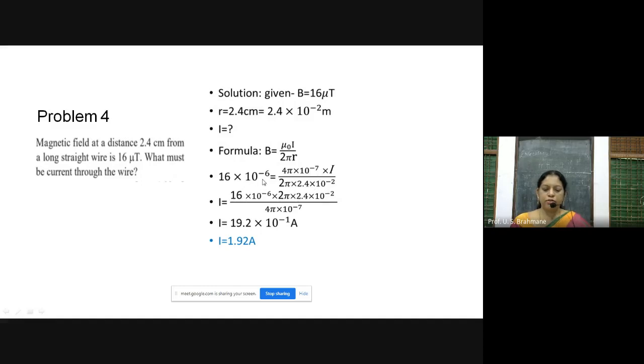16 into 10 raised to minus 6 into 2 pi into 2.4 into 10 raised to minus 2 divided by this 4 pi into 10 raised to minus 7. So when you calculate this, it comes like this: 19.2 into 10 raised to minus 1 ampere. So rearranging the terms in the standard form, we can write it as I equal to 1.92 ampere. So this is the value of the current.